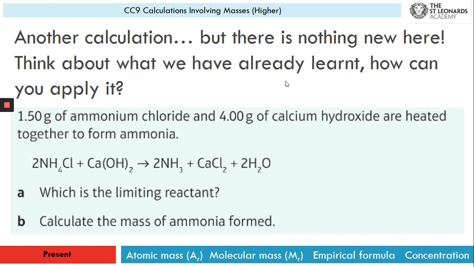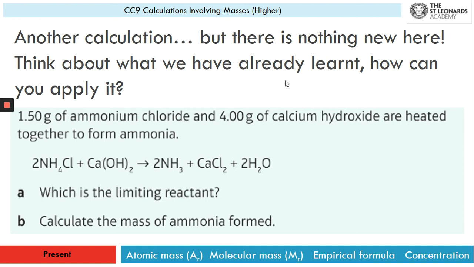Okay, so imagine you have 0.5 grams of ammonium chloride and 4 grams of calcium hydroxide. They're both heated together and they form ammonia. Okay, so the chemical equation for it is there underneath. So 2NH4Cl plus Ca(OH)2 gives us 2NH3. So we need to work out what is the limiting reactant and then also calculate the mass of ammonia formed. So remember, ammonia is NH3.